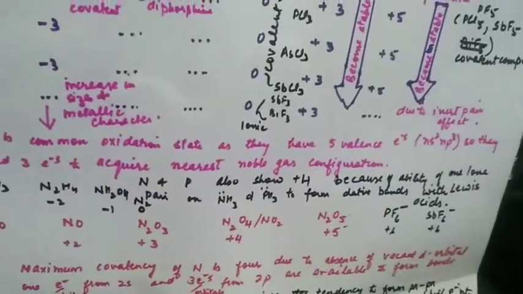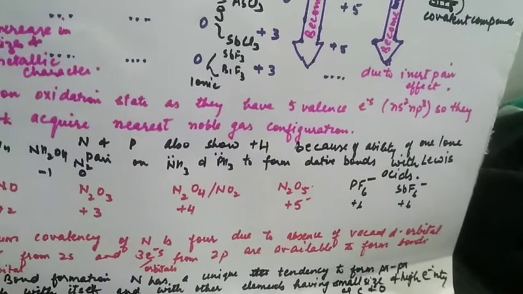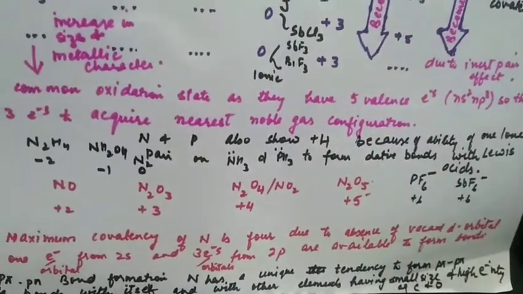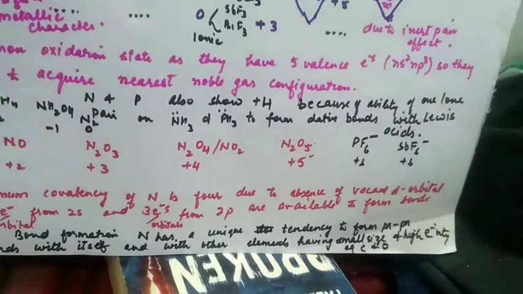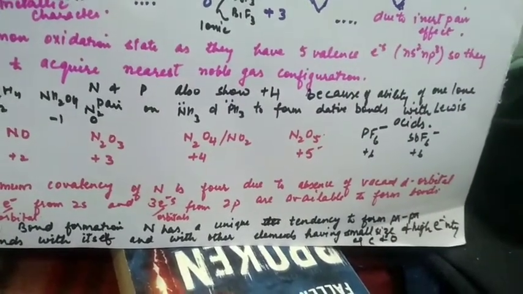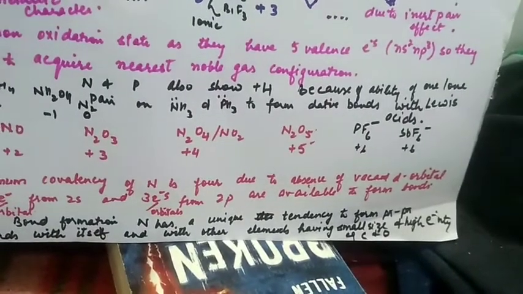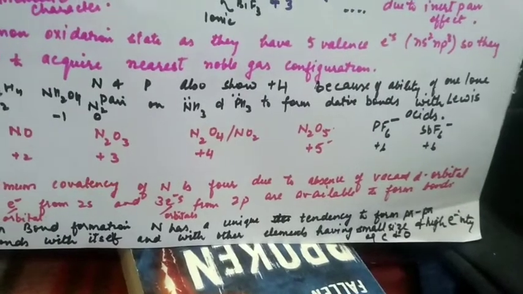And nitrogen also shows +4 oxidation state because of the ability of the lone pair on ammonia and phosphine to form dative or coordinate bonds with a Lewis acid. Lewis acids are those substances which can accept a pair of electrons, and nitrogen has that lone pair which it can donate.